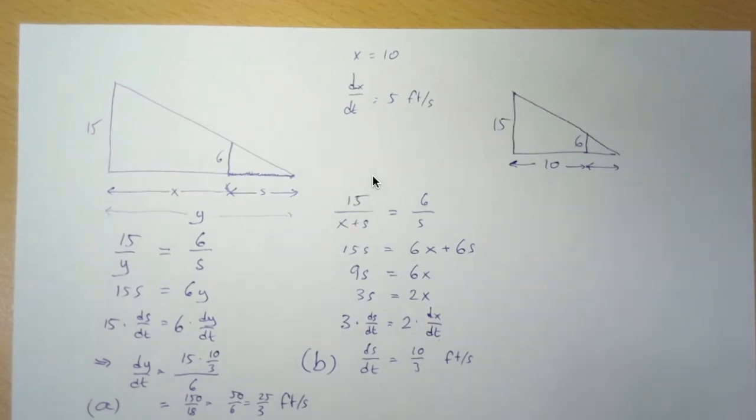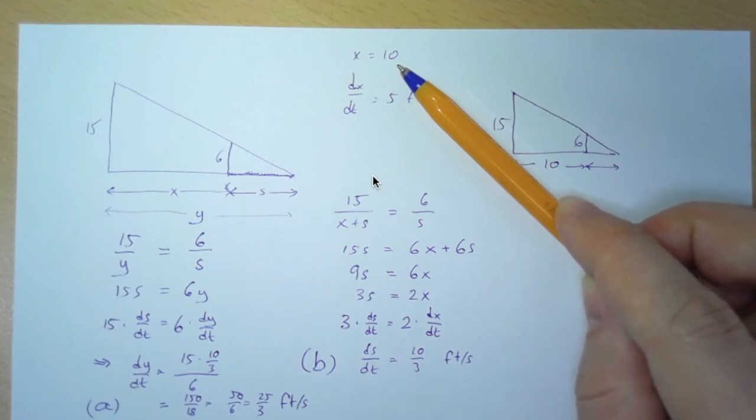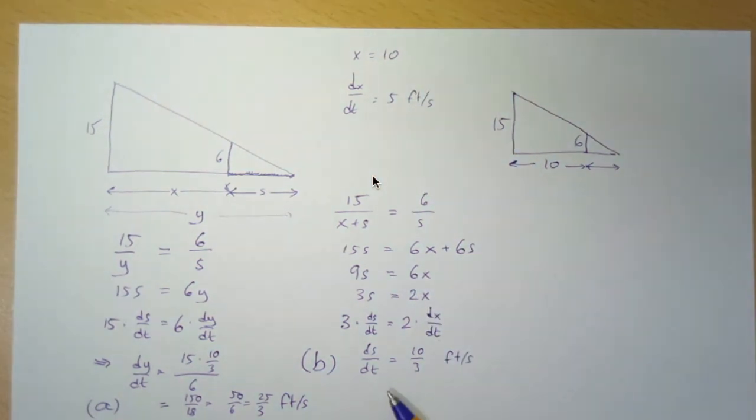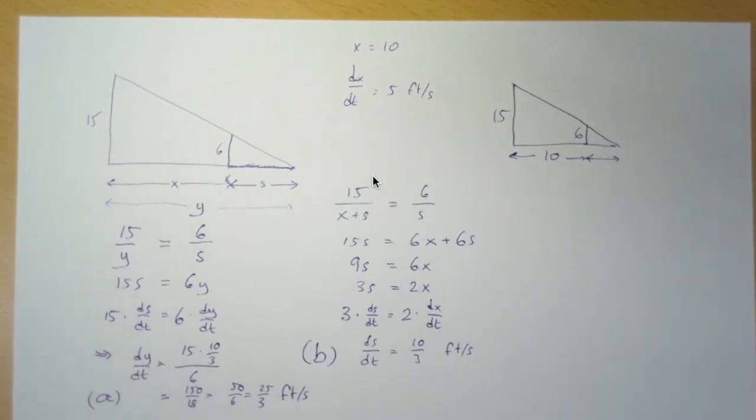Now, if we look back at the entire question, one thing that's interesting is to realize that we actually never used this information. What it means is that it doesn't matter where the person is, the rate at which the shadow grows and the rate at which the tip of the shadow moves is independent of where the person is. Great. That was the second problem, slightly easier than the first one.